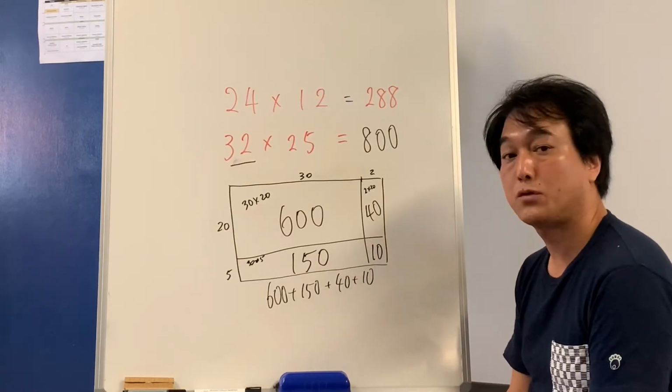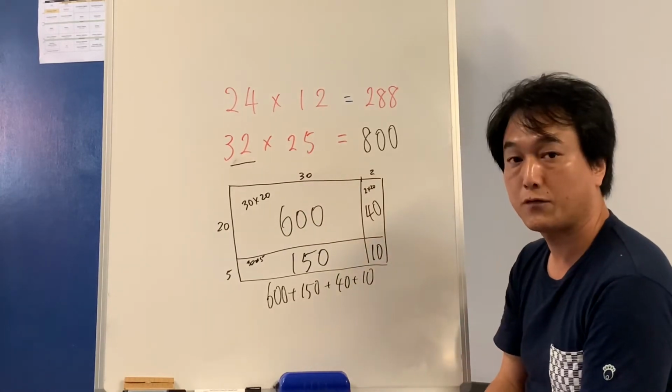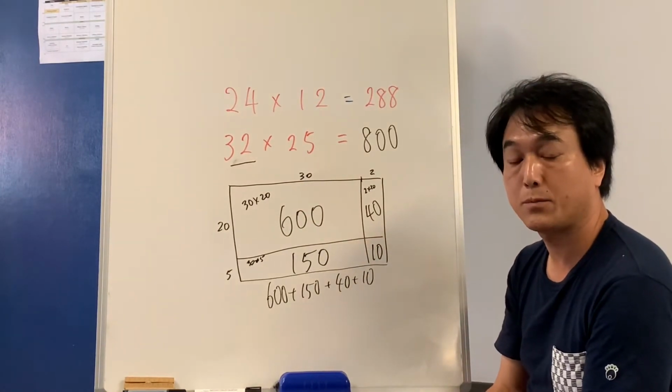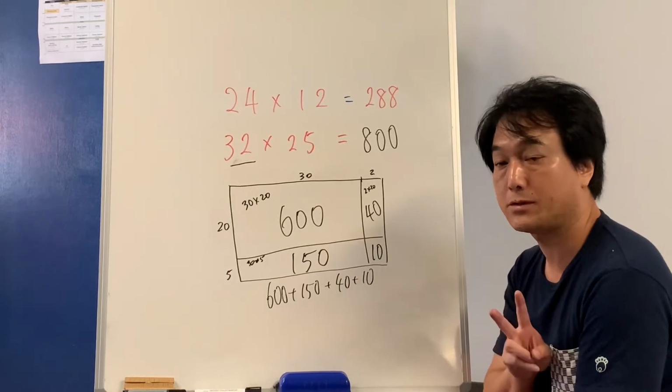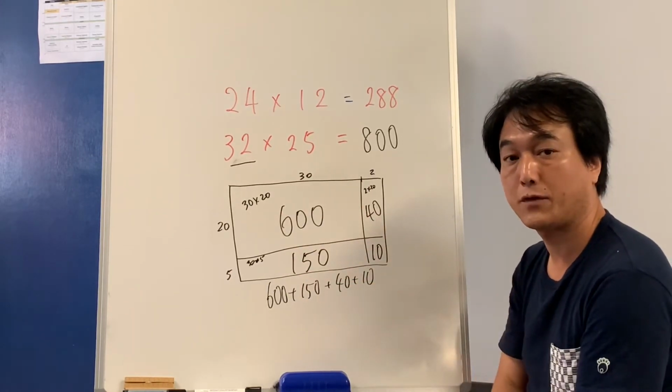Can you think of 2 lots of 2-digit numbers? Can you do it by yourself? Let's try. Let's pick 2 random numbers, 2-digit numbers, then try the area model. Let's pause the video.